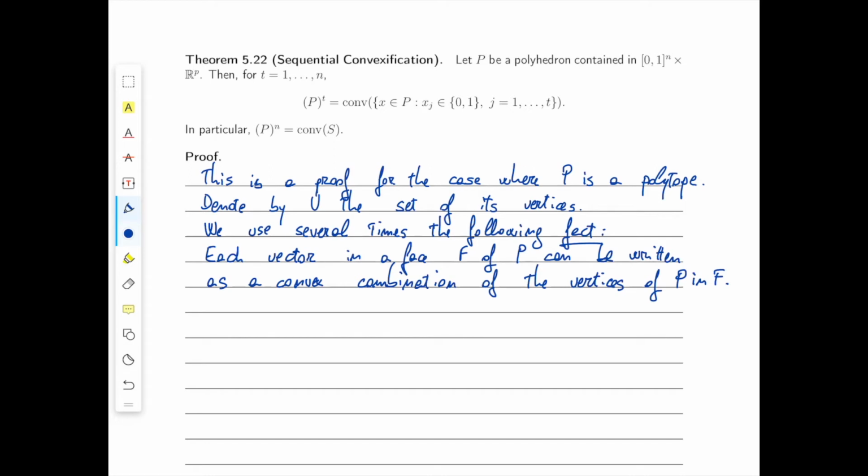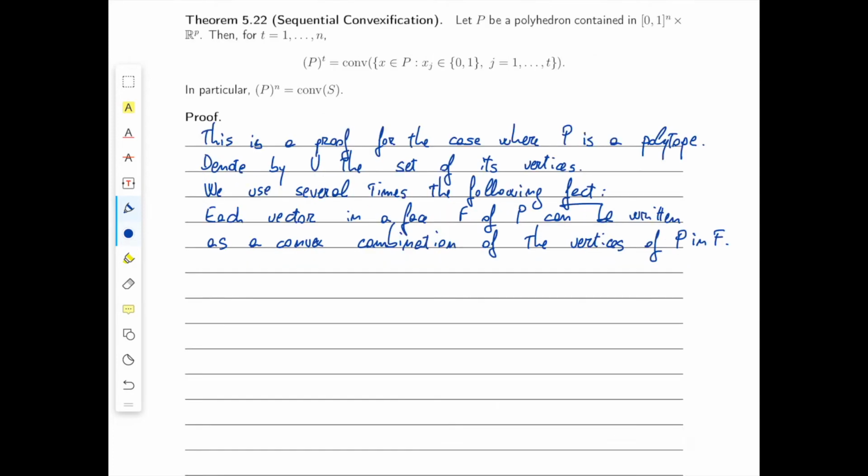And essentially, the reason why I give this proof only for the case where P is a polytope is exactly because of this fact. This fact is only stated for polytopes, and as I told you in the slides, you can extend this to a general polyhedron, and this is exactly what you need in order to obtain a general proof that works for any polyhedron. We're going to prove this theorem recursively, so let's look first at P superscript 1.